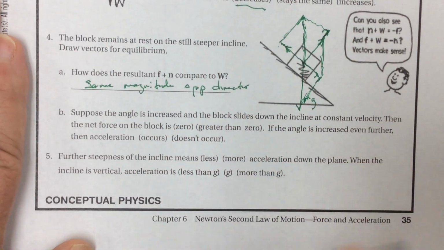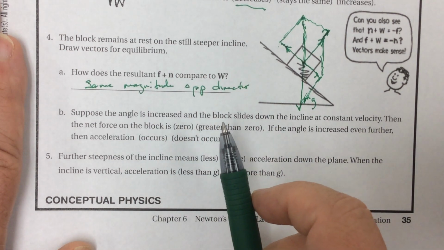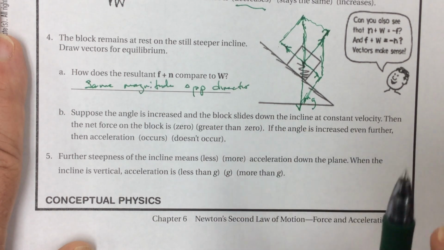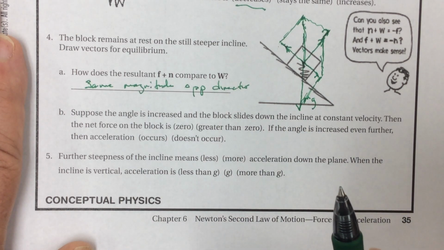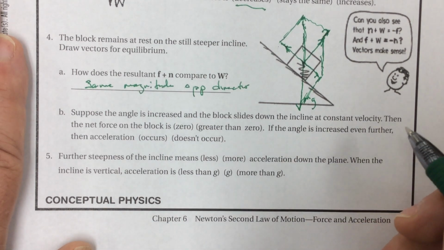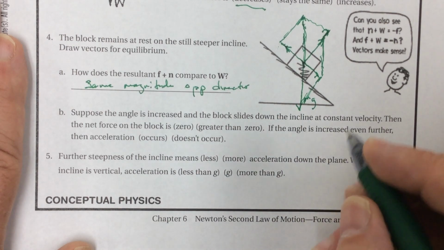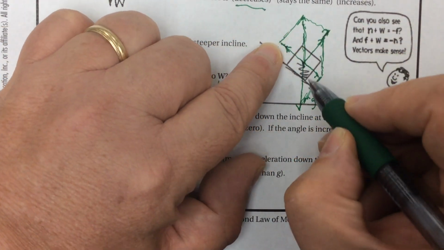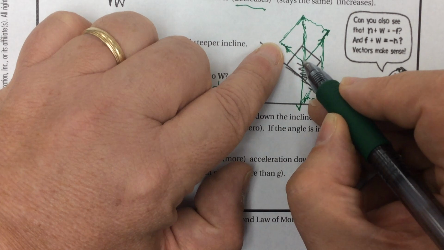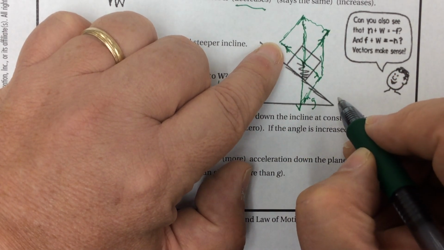All right, so the idea is that it's going to get steeper and steeper, and what's going to happen? Suppose the angle increases and the block slides down at a constant velocity. All right, is it accelerating if it's going at a constant velocity? Pretty dumb question. No, it's at a constant velocity. It's not accelerating. That means all the forces are balanced. So let's imagine this guy is going down at a constant velocity. If it's going down at a constant velocity, it's not accelerating in the forward direction.